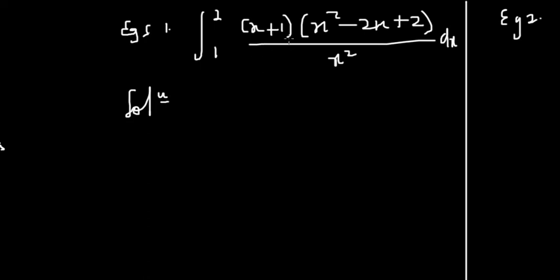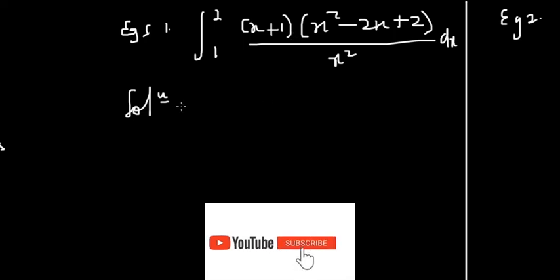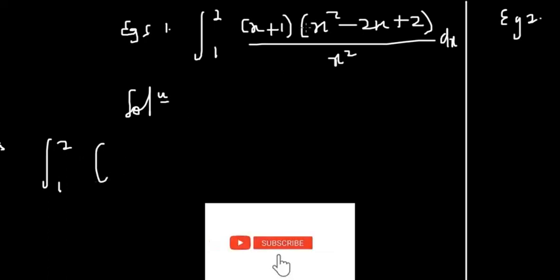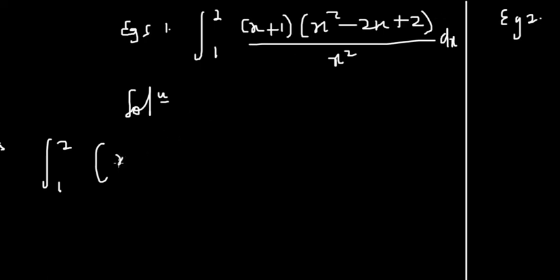First things first is to try to expand this expression to make it as simple as possible. So let's do that. We have the integral from 2 to 1. Let's expand the numerator. We are just multiplying x across this second expression. After that, we do that for 1 across this expression. So we have x cubed minus 2x squared, and then plus 2x. That's from here.